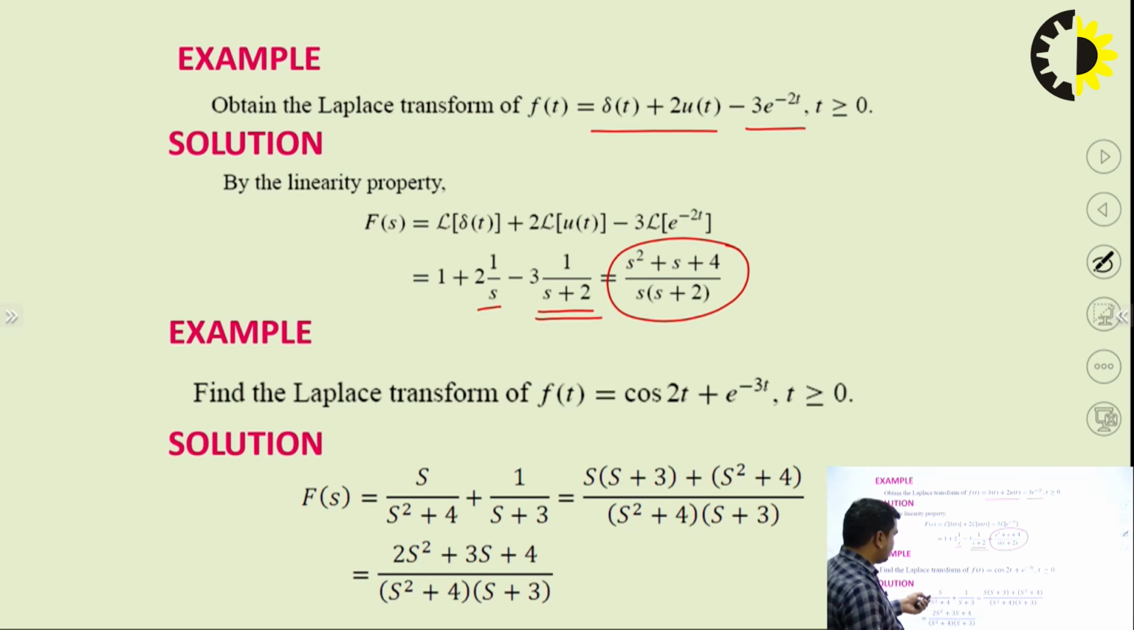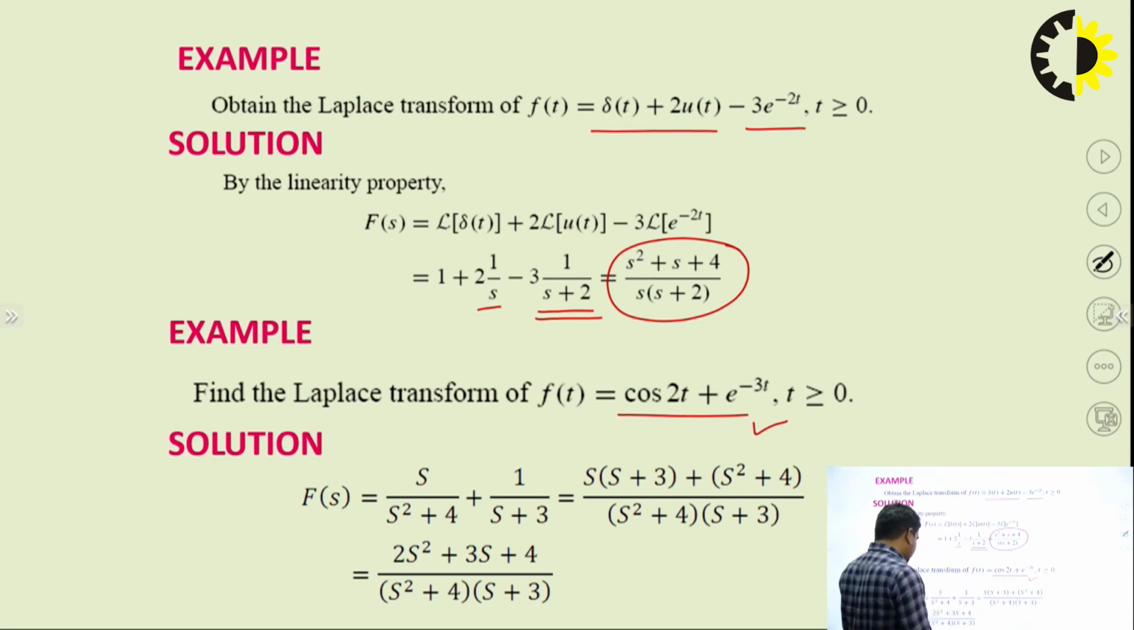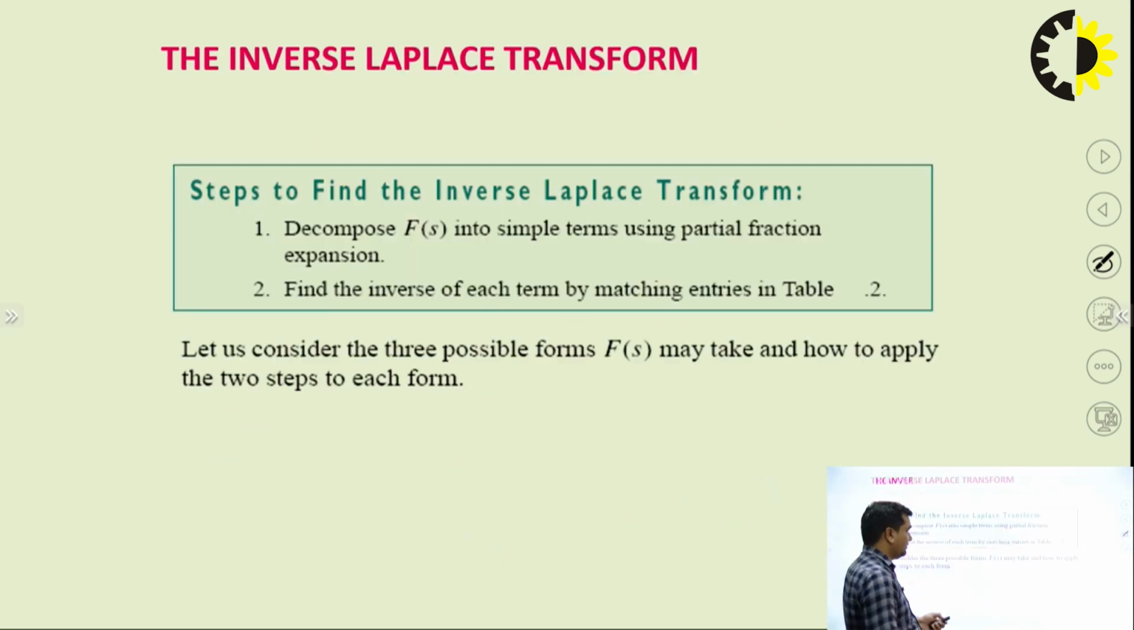And find out the Laplace transform of cos 2t plus e to the power minus 3t. Cos 2t is cos omega t, here the value of omega is 2. So the Laplace transform of this function is s upon s square plus 4. And e power minus 3t becomes 1 upon s plus 3. After simplification we get 2s square plus 3s plus 4 divided by s square plus 4 into s plus 3. Okay, what is the inverse Laplace? Inverse Laplace is basically converting from the frequency domain back to the time domain.